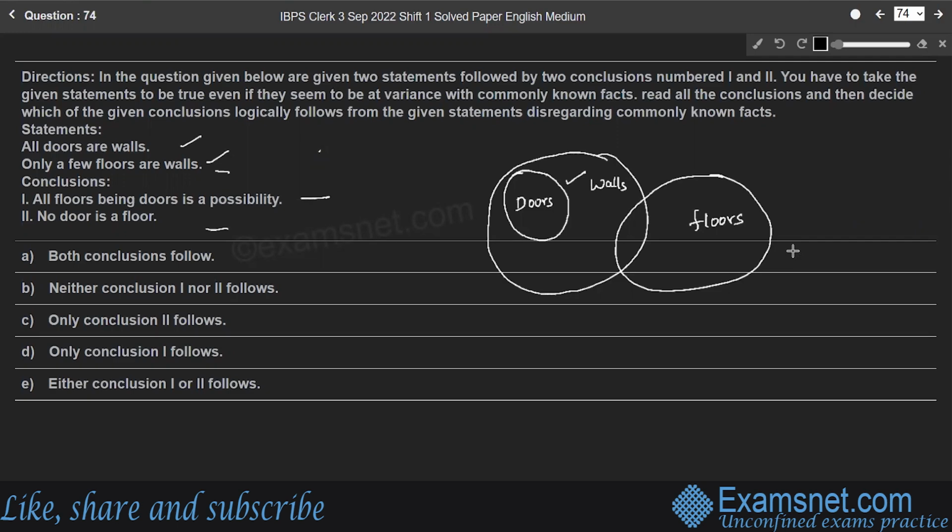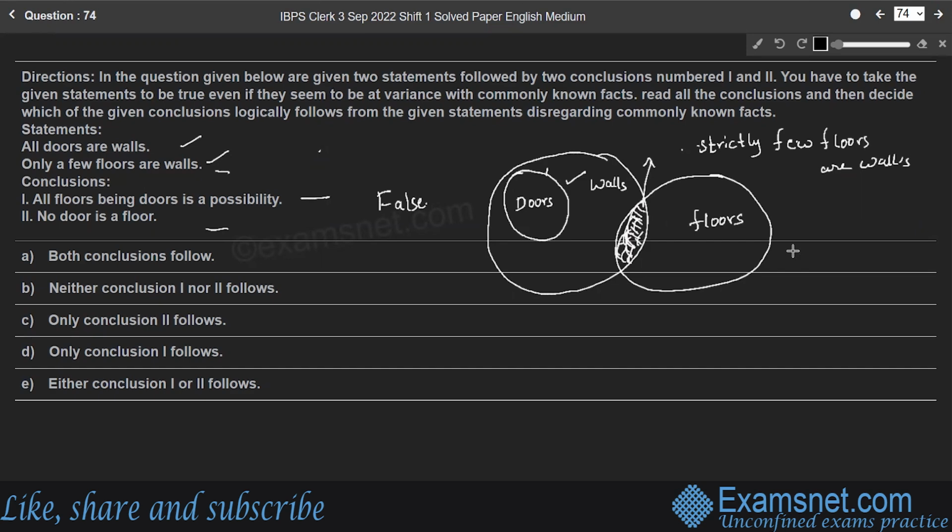No, there is no relation between doors and floors, because only a few floors are walls. Only this portion of floors are walls. It is a definite case. So that means strictly few floors are walls, right? Only means it's a definite case. Therefore, all floors being doors is a possibility. It's a false conclusion. Few floors can be doors.